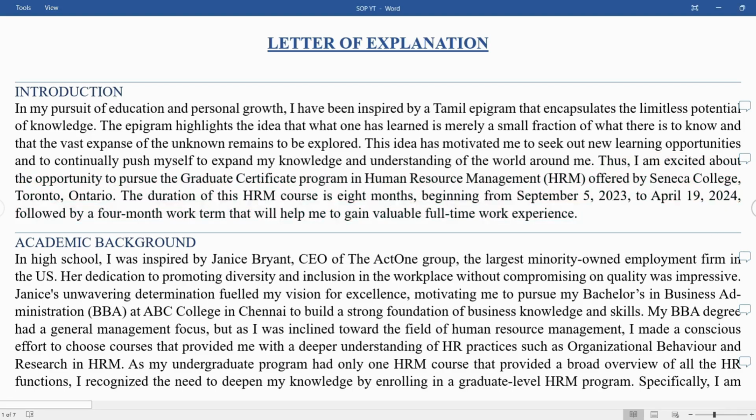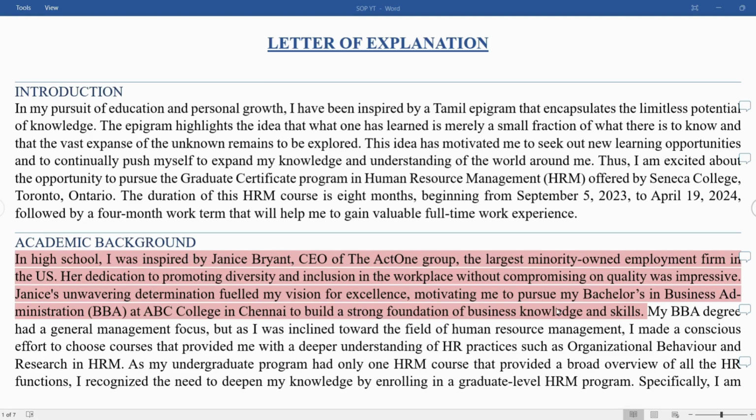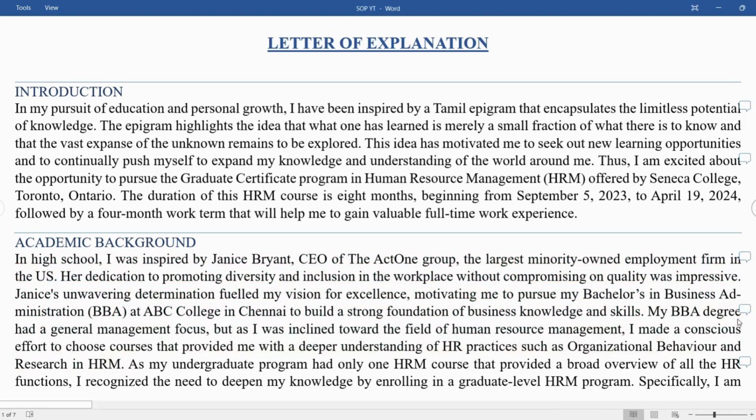Next, I started with my academic background. So I gave a little hint of my high school and how it inspired me to get my UG degree, which I did in business administration. I am making it in the form of a story, a narrative, so that the person who is reading it is able to connect. So I wrote it like that. In my high school, I saw this and I was influenced by that, and I did my bachelor's in business administration.